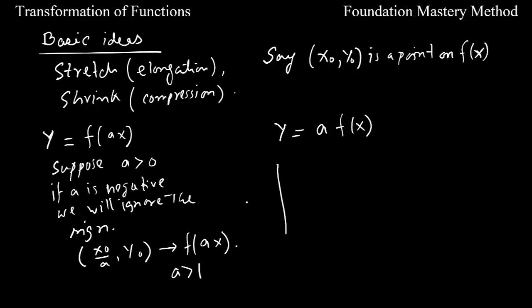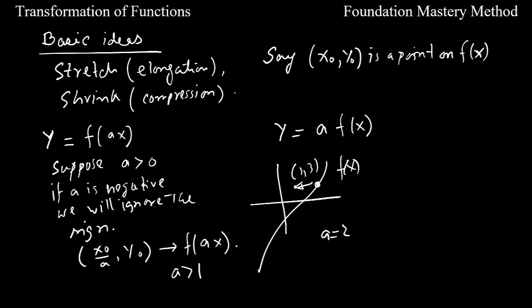Say that you have a point on the function f of x here, and my a is, say, 2. If this is the point (1, 3), then this point becomes (1/2, 3). So (1/2, 3) will be here. So the graph is coming towards the y-axis. So it has horizontally shrunk by a factor of 1/2.